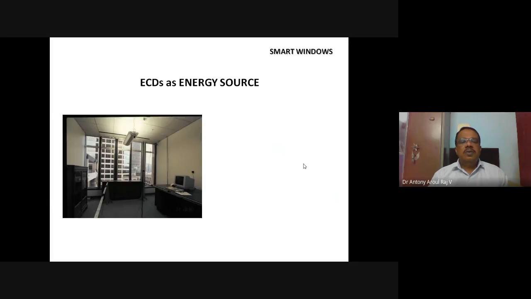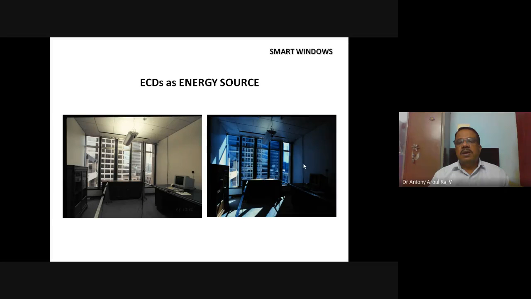And if a room is like this, after applying this step voltage, at the same time you are changing the transmissivity of the glass. Now you are doing it electrically. Because of that, before the room was like this, now you are able to make the room darker. That is good for you, no? So that is what we call smart glass.